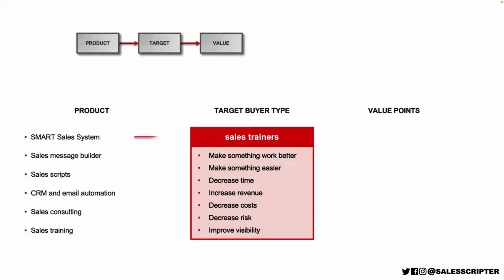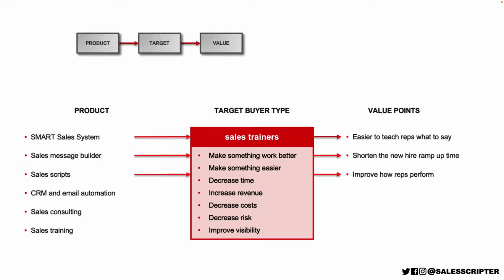And if so, how? And with keeping the target buyer type in mind, we can identify that, okay, well, we can help sales trainers to make it easier to teach reps what to say. We can help sales trainers to shorten the new hire ramp-up time. We can help sales trainers to improve how reps perform. And we can help sales trainers to make their training department look great. So 4 really strong, attention-grabbing benefits there that should mean something to the target audience that we're cold calling, and we can use those benefits for our name drop example.